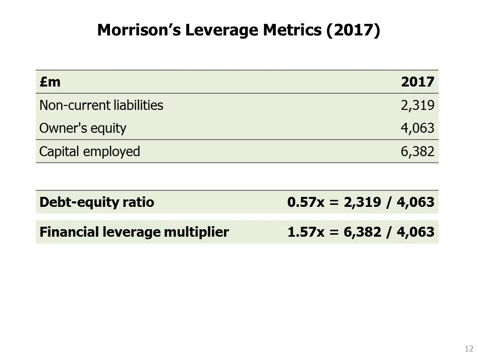And if we look at Morrison's, it is actually a relatively ungeared firm. Non-current liabilities of 2,319,000,000, owner's equity of 4,063. So its debt-equity ratio is less than 1, it is 0.57, and the financial leverage multiplier is that plus 1, so 1.57.